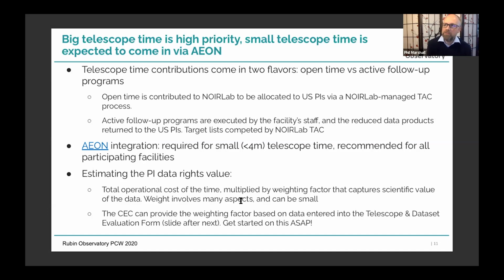The issue is how to make an estimate of how many PIs' worth of data rights a telescope time contribution is worth. The only way we've come up with is through the operational cost of that time. So if it's some number of $1,000 per night, and you have so many nights available per year, what you would do is add up the total number of nights, multiply by the cost per night, and that would give the overall operating cost of the contribution. And that's the thing that we would then adjust by the weighting factor, and in the end divide by 300K in order to calculate the number of PIs.